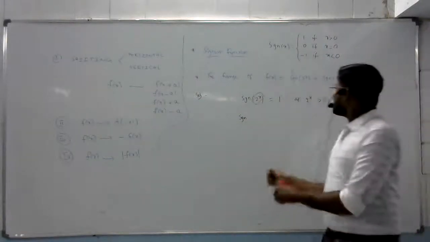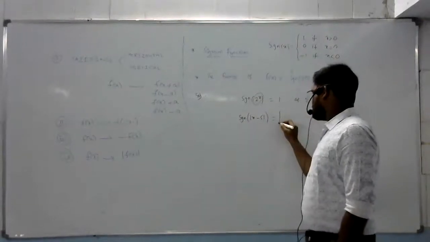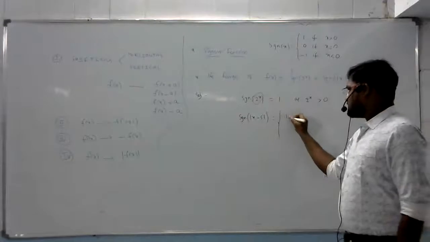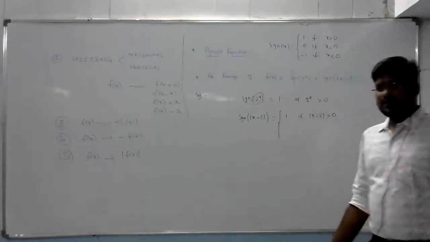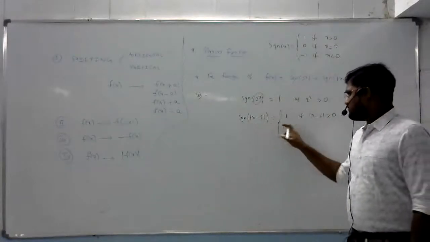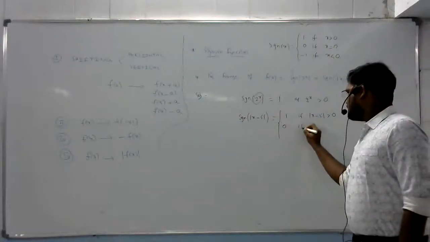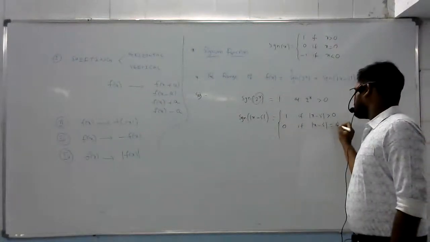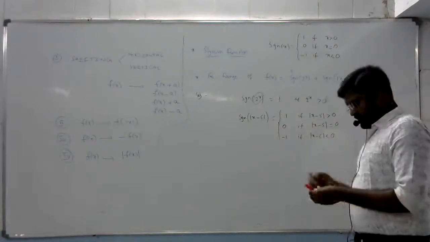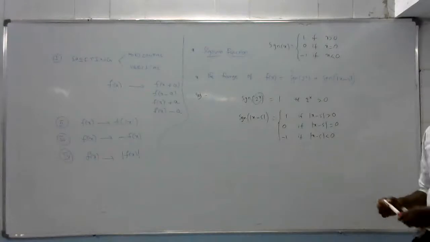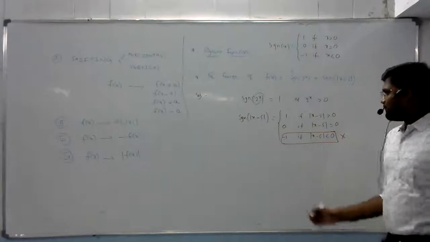Correct? And similarly, signum of mod x minus 5. This one also we explained yesterday. This is equal to 1 if modulus of x minus 5 is greater than 0. It is like signum of f of x is equal to 1 if f of x is greater than 0. Do you remember that? 0 if f of x is equal to 0, and minus 1 if f of x is less than 0. And obviously modulus of anything cannot be less than 0. So this case will be discarded. This is not possible.